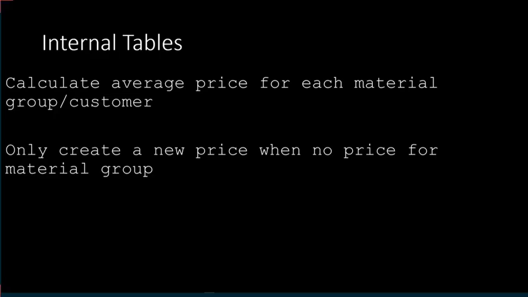The next step in the planning application is to create some average prices by material group. The average price will be the average price of all material group customer prices available. Only when there is no price already available for the material group will a new price be created.